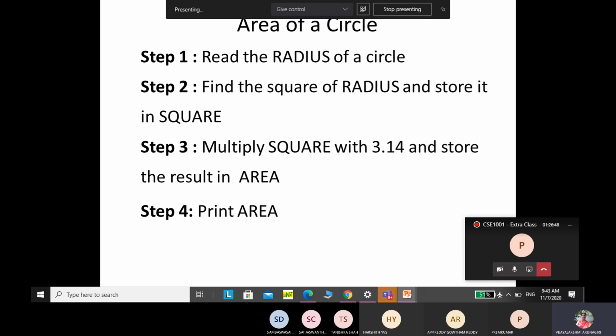We don't have any predefined sentence for writing the algorithm, and you can write the algorithm in any way, but the steps you have written should be correct and should solve the problem. That is the main intention. Clear?